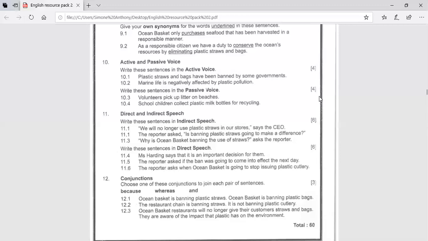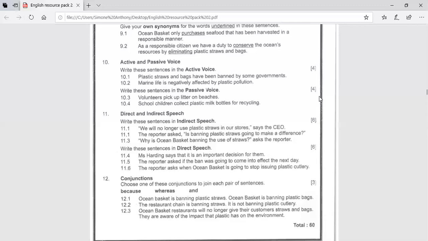Let's go on to question number 12, and we're focusing on conjunctions here. And conjunctions are joining words, if you recall. So they say choose one of these conjunctions to join each pair of sentences. So the first one, Ocean Basket is banning plastic straws. Ocean Basket is banning plastic bags. So the first one would be Ocean Basket is banning plastic straws and plastic bags.